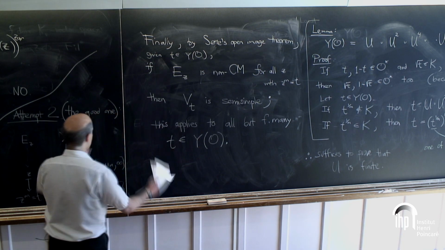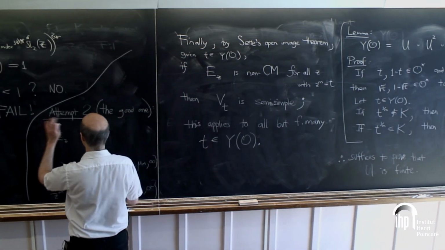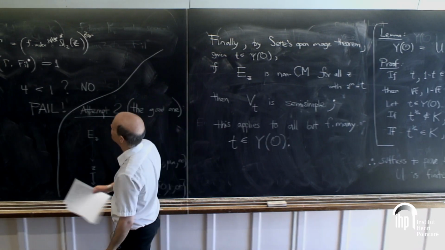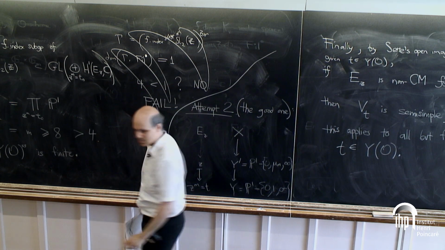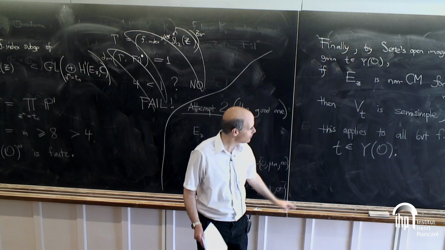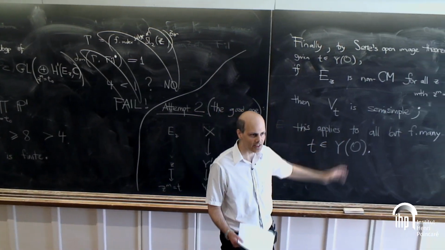That handles the non-semi-simple ones, and the earlier argument handled the semi-simple ones. Okay, so that finishes the proof of the finiteness of the S-unit equation.